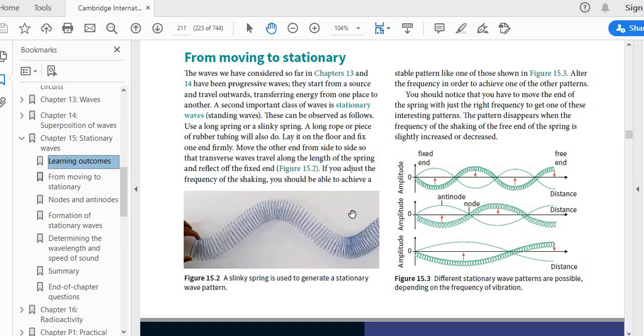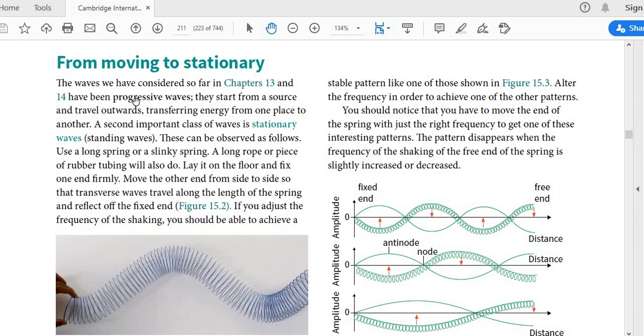From moving to stationary. The wave that moves or transfers energy from one place to another is a progressive wave. The waves we have considered so far in chapter 13 and chapter 14 have been progressive waves. You can see it's in black bold letters, which means you have to know the meaning of that. And you can see even this word here, stationary wave, also called standing wave, is in green bold letters. So whatever in this book that is in green bold letters is very important.